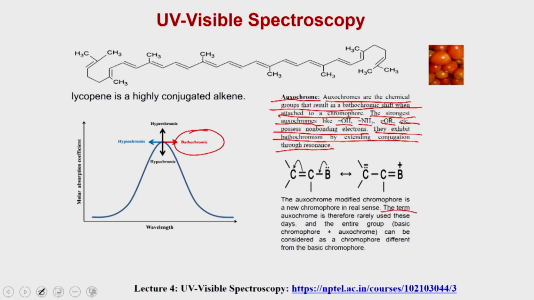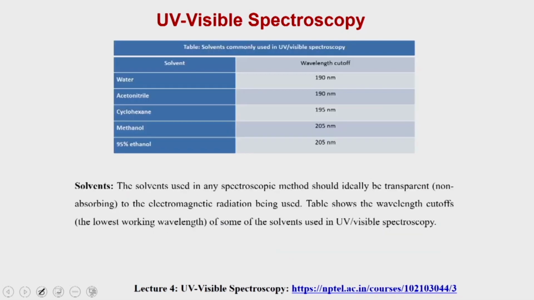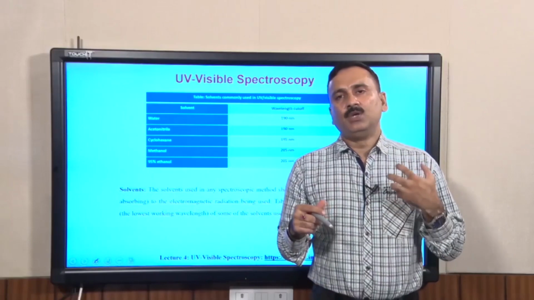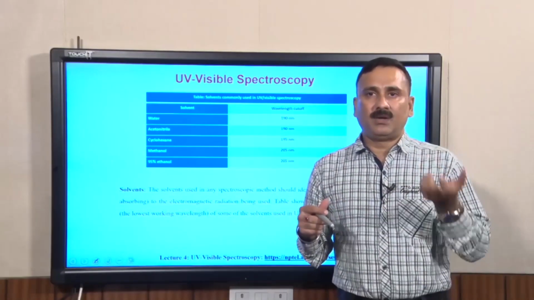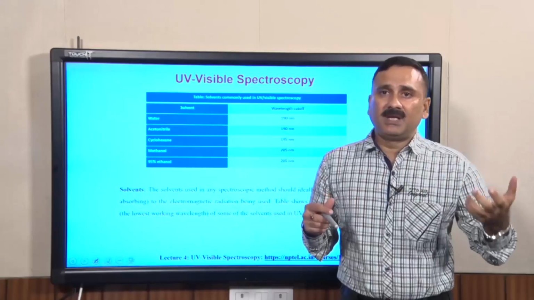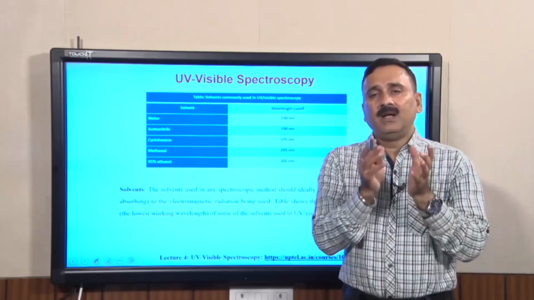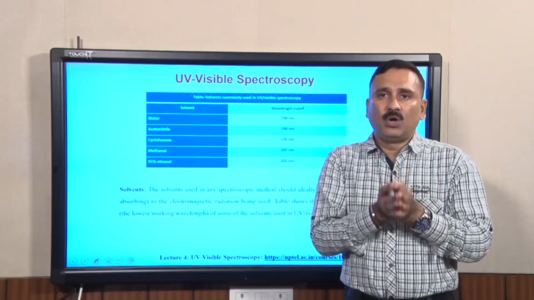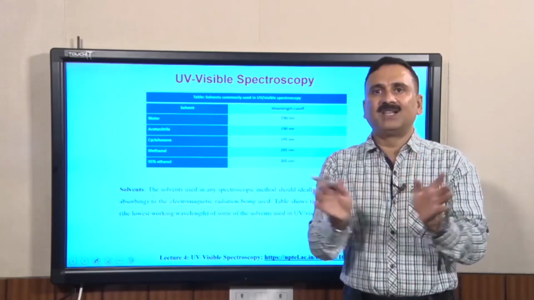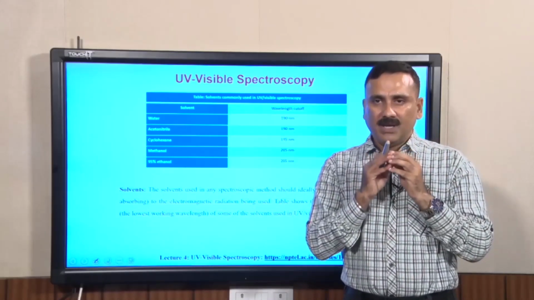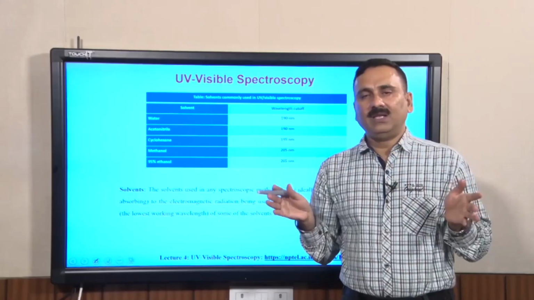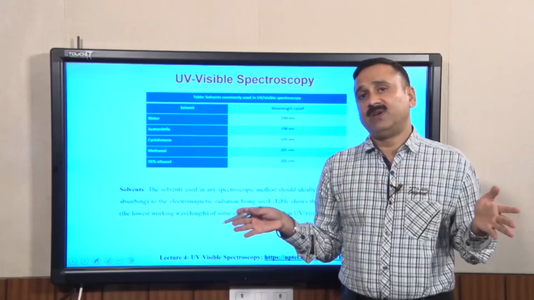The term auxochrome is therefore rarely used these days, and the entire group can be considered as a chromophore different from the basic chromophore. Apart from that, when you do UV visible spectroscopy, you actually measure the absorbance or the transmittance in a particular solvent system, and ideally the solvent system should not absorb at the particular wavelength or range of wavelengths where you are working.